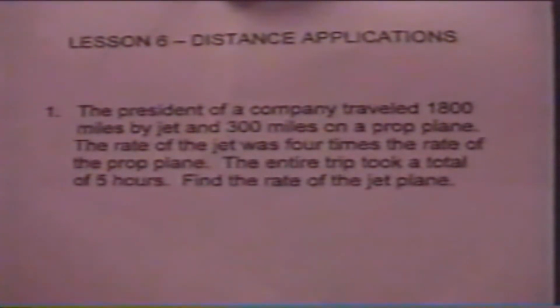The president of a company traveled 1,800 miles by jet and 300 miles on a prop plane. The rate of the jet was 4 times the rate of the prop plane. The entire trip took a total of 5 hours. Find the rate of the jet plane.